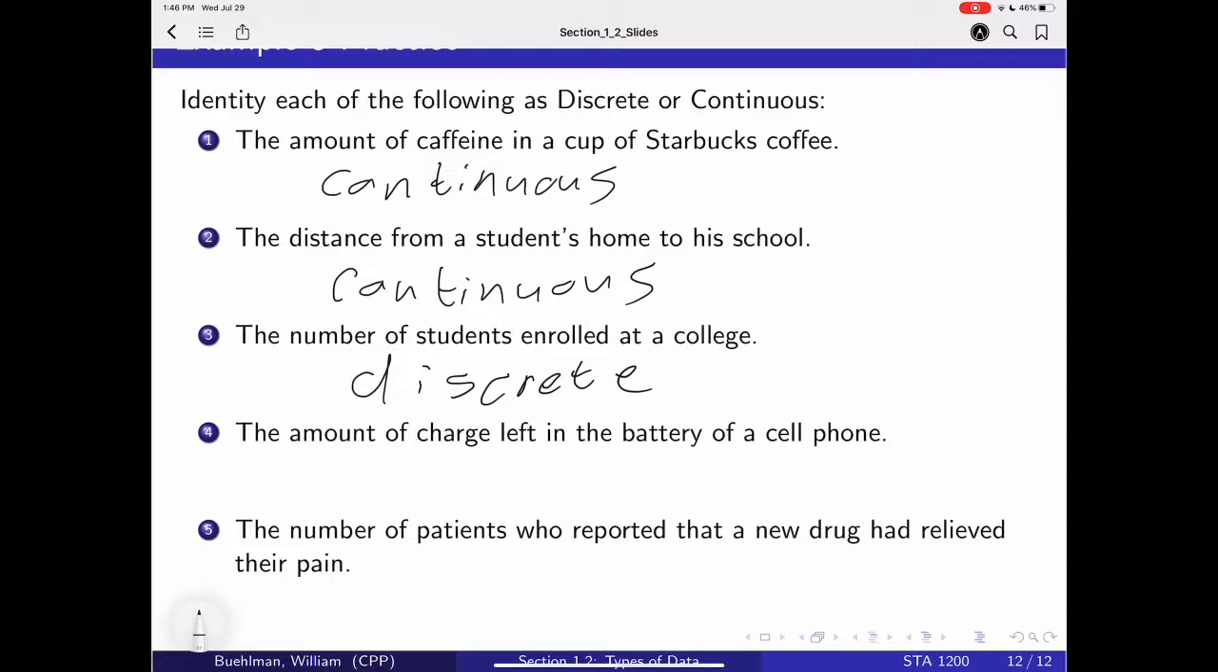The amount of charge left in the battery of your cell phone. If you think about it, your cell phone, or in this case, my iPad shows that I have 46% charge left. Is it exactly 46? No, it's just what it's showing me. If we were able to measure this more accurately, it might only be 45.9, and then if it was even more accurate, 45.87. We don't know. It just shows a whole number, but we could measure it more accurately, so this is continuous.